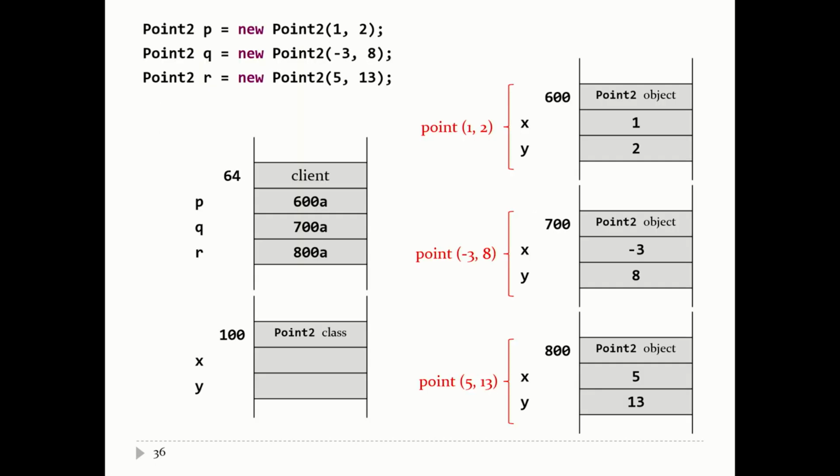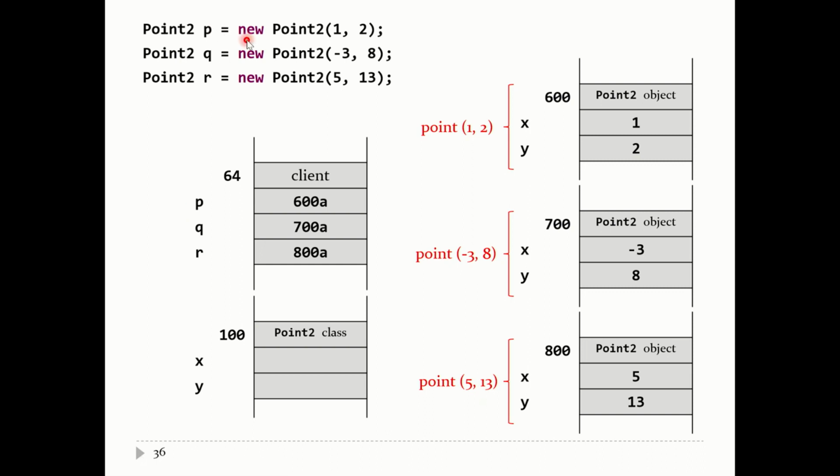In this picture, it's trying to show you a memory diagram of what happens after you run those three lines of code. What happens here is we have a Point2 reference called p. There's p sitting right here.